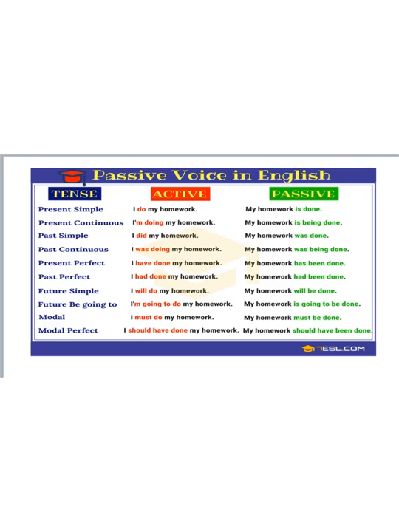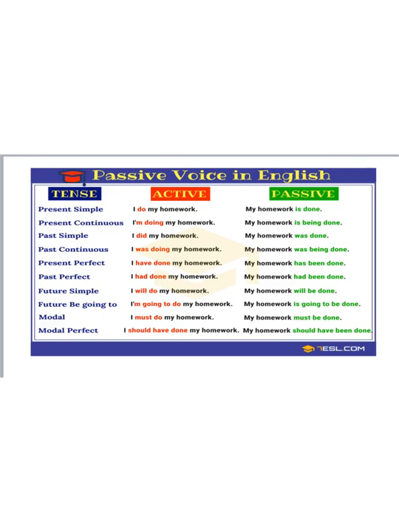The present continuous tense, we use is plus verb ing. For example, I'm doing my homework. The passive voice is my homework is being done.